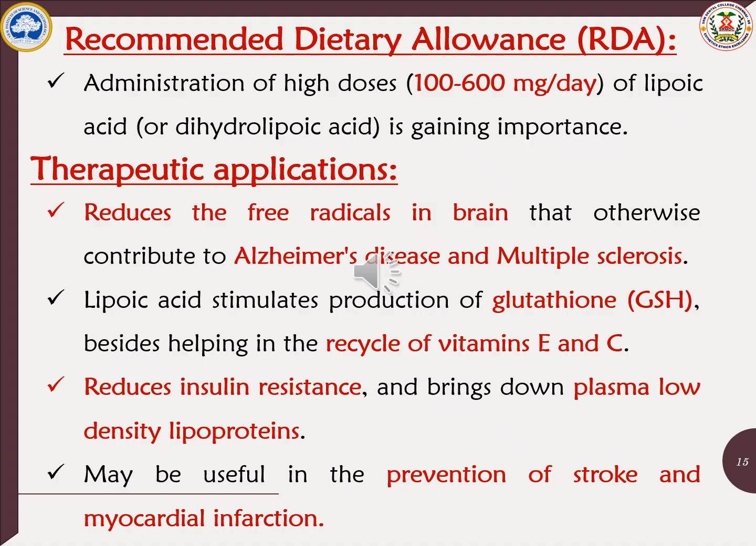Here lipoic acid stimulates the production of glutathione and is also found to recycle vitamins E and C. These roles act as an antioxidant and act on the free radicals, thereby reducing diseases such as Alzheimer's disease and multiple sclerosis. Lipoic acid is also found to reduce insulin resistance and bring down plasma low density lipoproteins, and it is also found to protect the system from stroke and myocardial infarction. So these are the various therapeutic applications in which lipoic acid is involved.